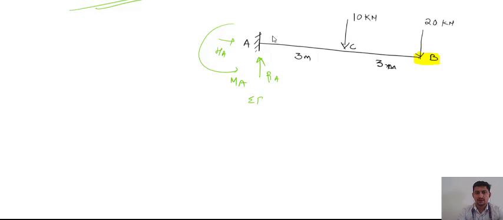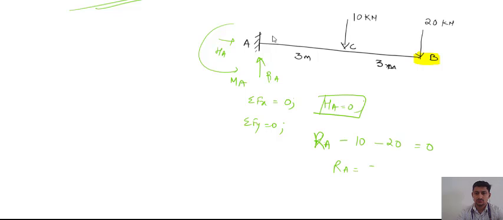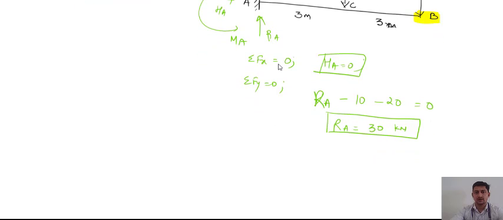So for that I am applying an equilibrium equation, that is summation Fx equal to 0. So with this you will get HA equal to 0. The next equation is summation Fy equal to 0. With this you will get RA minus 10 minus 20 equal to 0. I hope you are getting this point. Okay. So RA equal to 30 kilonewton. So from here you have calculated the value of reaction RA.